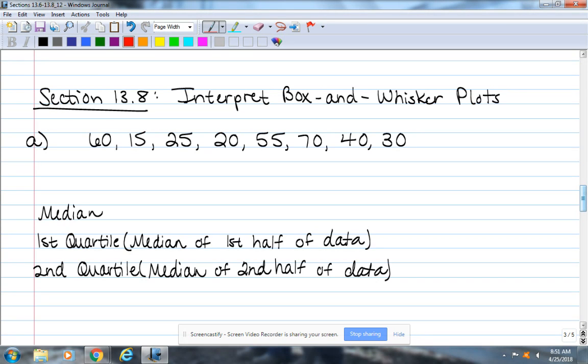What do you remember? What did it look like? Yeah, it's got a rectangle and then 2 lines coming off the rectangle, right? Thus the name box and whiskers. Right? So a box and whisker plot helps you look at quartiles of data.